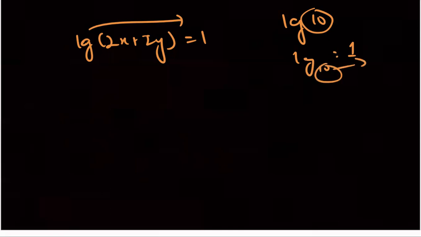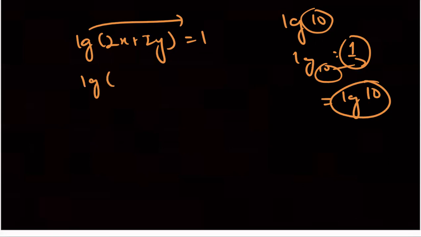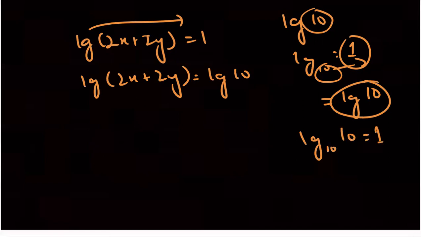So what will happen? The log will be removed and that number will be taken there. So instead of 1, I can write log 10. Similarly over here, I will write log 2x plus 2y, and instead of 1, I will write log 10. Why? Another rule of log: when the bases are the same, the result is 1. So the bases are the same, so I have made the base the same in this.